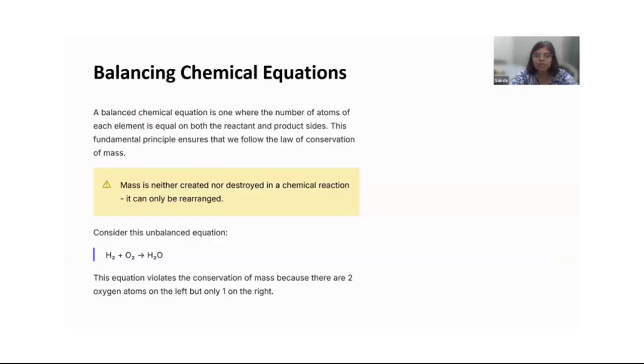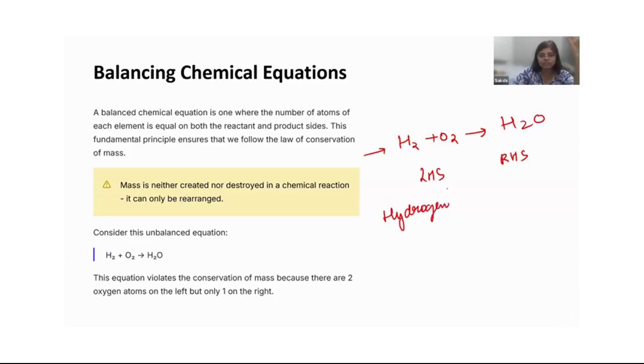Let us come to the conclusion of our topic, that is balancing the chemical equation. Why do we need this balancing of chemical equations, right? This is because, for example, I have this equation, H2 plus O2 gives us H2O. Let us see what we mean by balancing the equation. Balancing the equation means that the number of particular atoms on the left-hand side and right-hand side should be equal, right? On the left-hand side, I have two hydrogen atoms, and here also I have two hydrogen atoms, right?